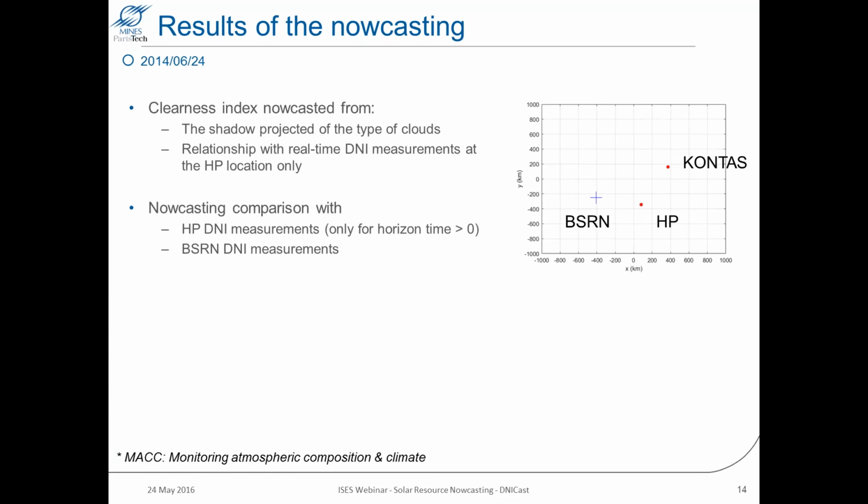So now about a result of nowcast for 1 day, for a specific day. We have made a nowcasting of the clearness index based on the shadow projected of the type of the clouds and a relationship between real-time measurements of DNI at one location, here at this location. This is the meter, this is the region of interest.